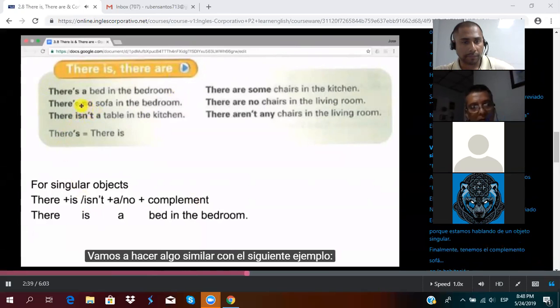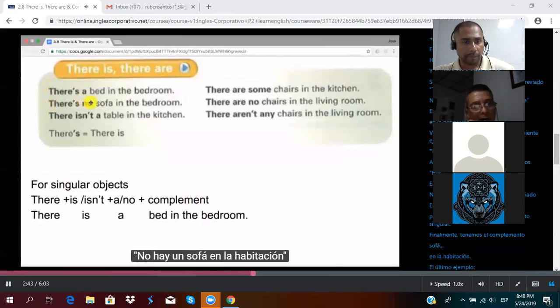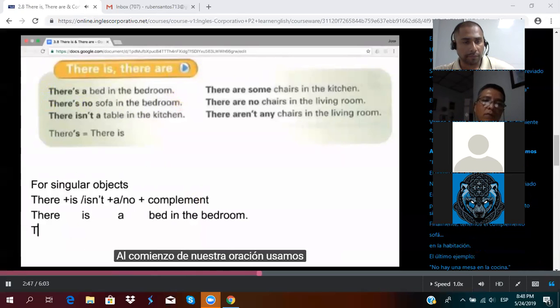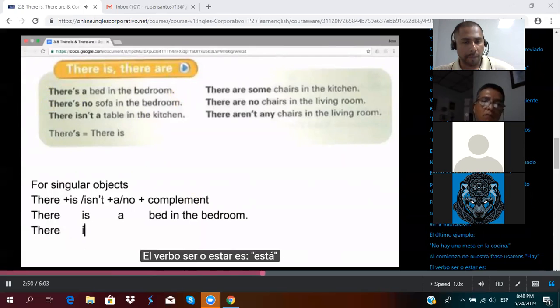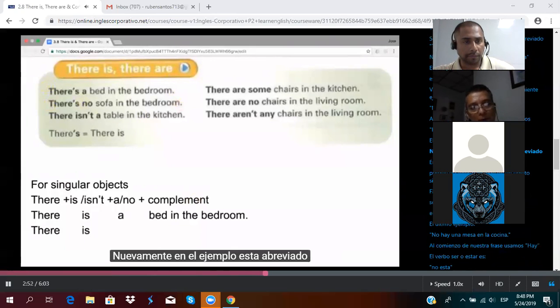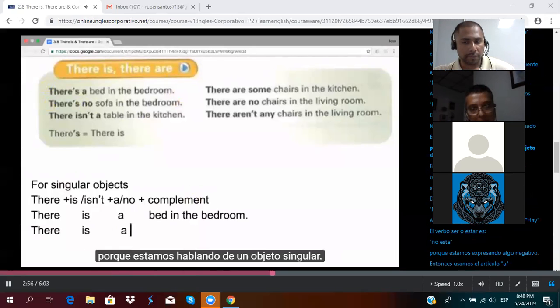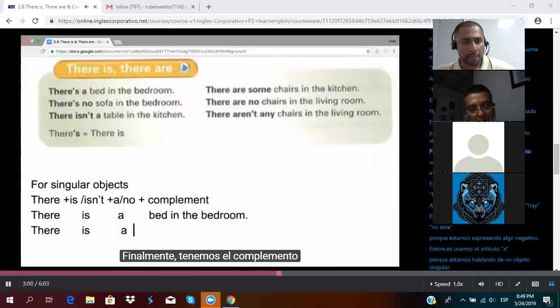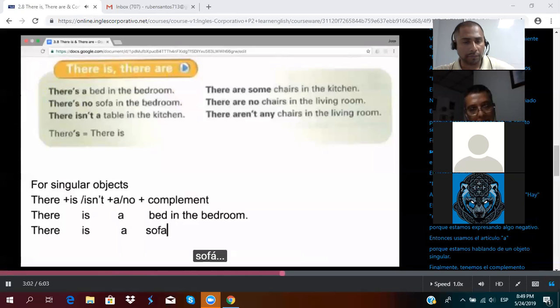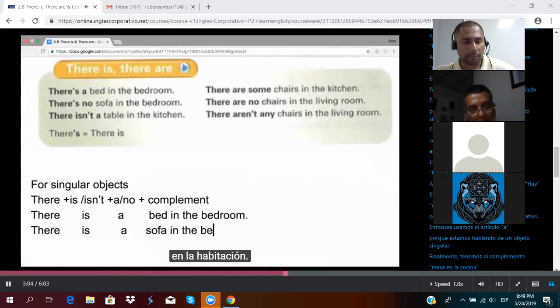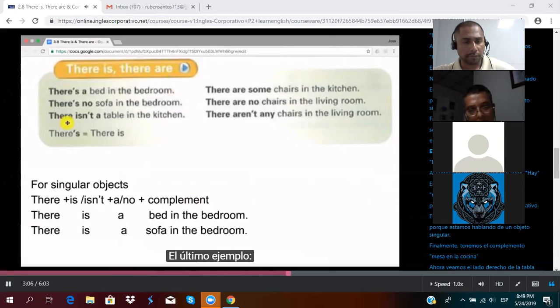We're going to do something similar with the next example. There's no sofa in the bedroom. At the beginning of our sentence we have there. The verb to be is. Once again, in the example is contracted. Then we will use the article a because we are talking about a singular object. Finally, we have the complement. Sofa in the bedroom.